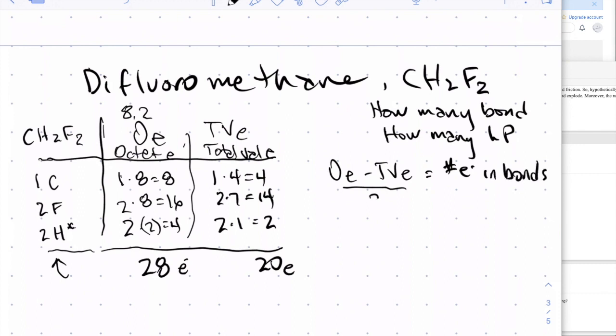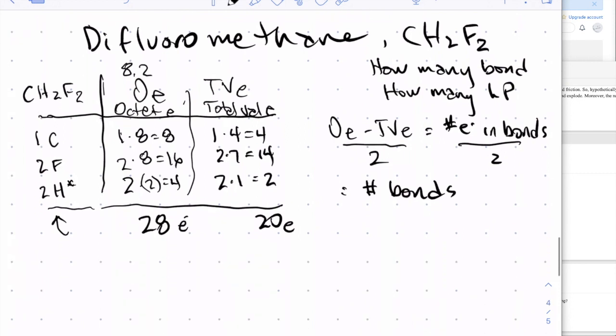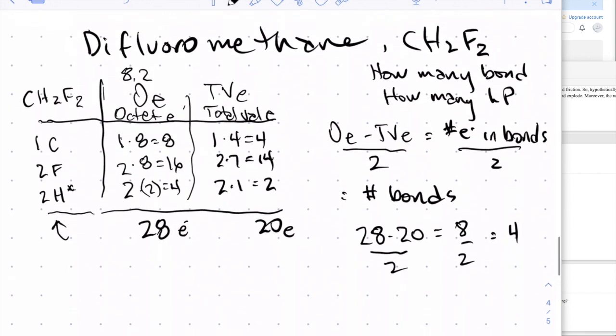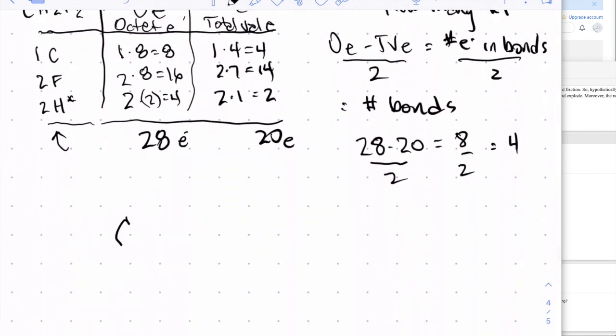And if you divide that by 2, you get the number of bonds. So this value right here is going to be 28 minus 20 equals 8, divide that by 2, 4 bonds. But that was pretty obvious. If you look at this particular chemical, carbon is in the center because generally the first atom in the formula is the center. And then fluorine flanks the carbon as well as the hydrogen.